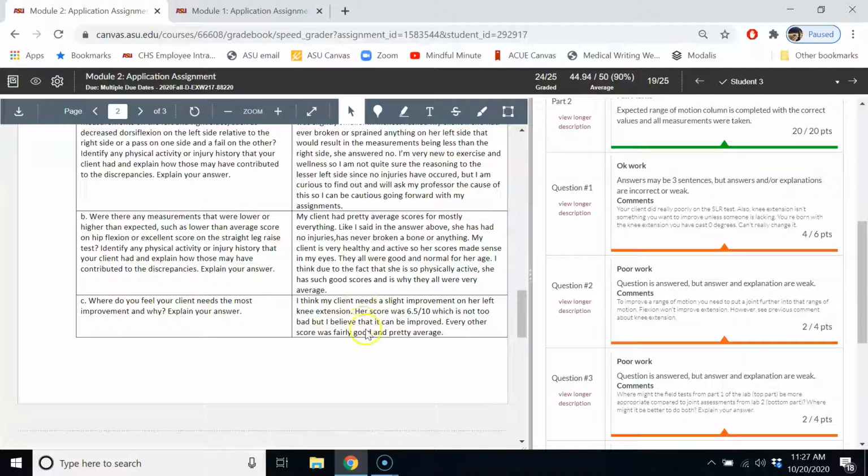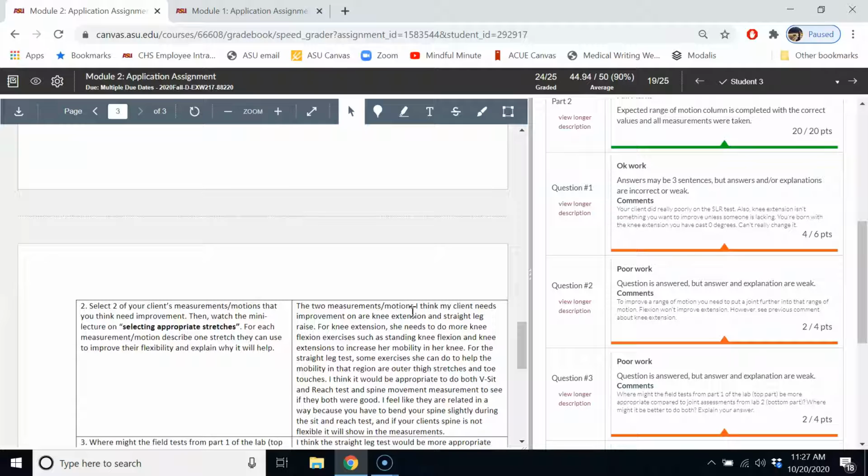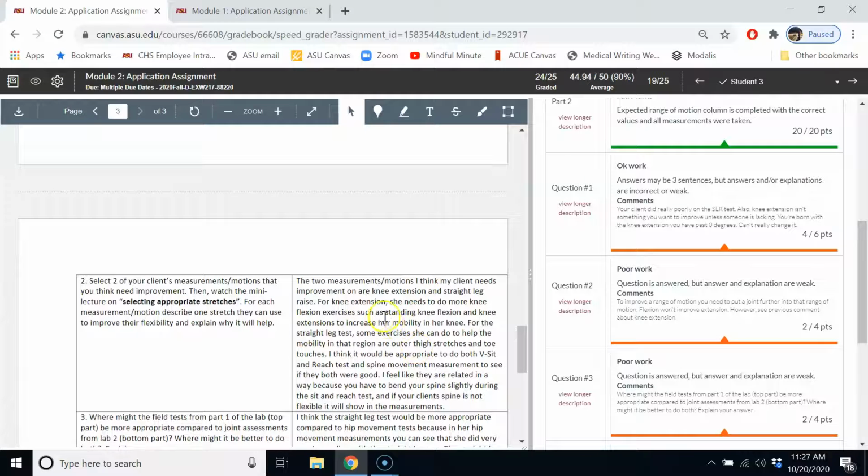Here you're going to analyze them and just aggregate, okay, these are the worst ones. These are the ones that need to be improved. Then from there, you can build and say, okay, those were the worst ones. Now I'm going to prescribe some stretches. You can watch my mini lecture on selecting appropriate stretches. I've got some worksheets also, and I'll probably be posting additional materials to help you understand.